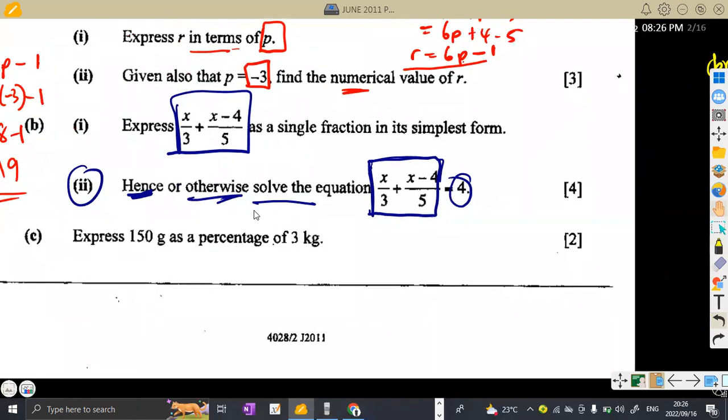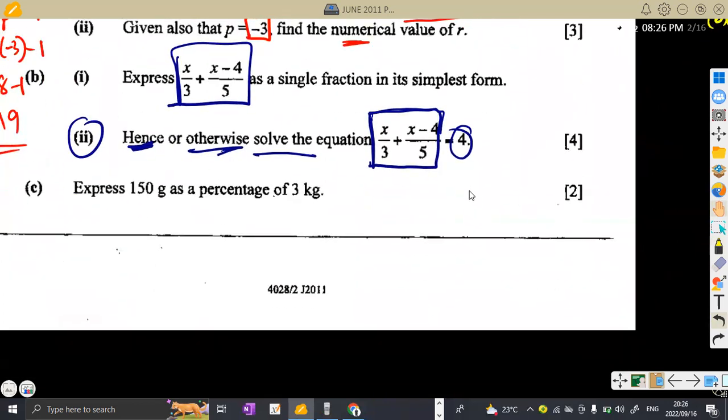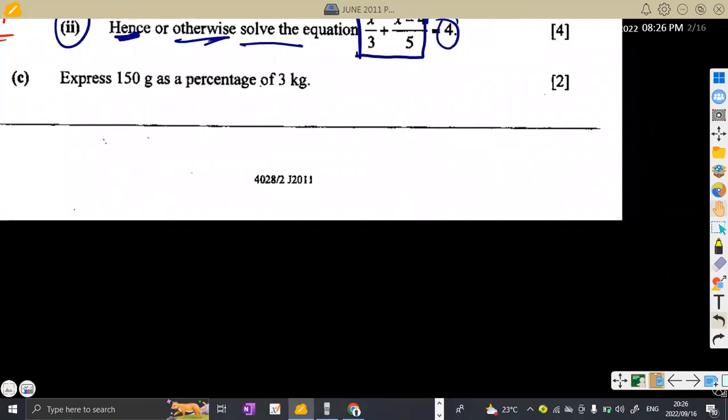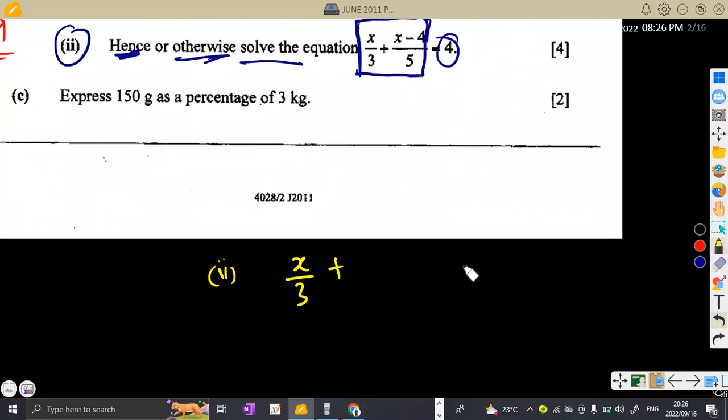What about the otherwise method? Otherwise, that means you can expand by clearing fractions. So I'm just going to do the otherwise method here. You're going to take the fraction that we had, from item 2: x over 3 plus x minus 4 over 5 is equal to 4. So that is the otherwise method now.